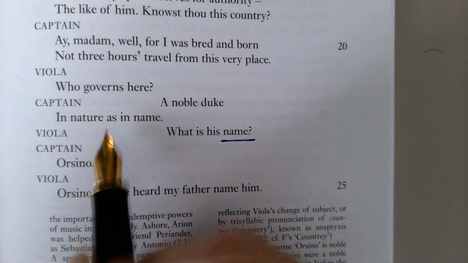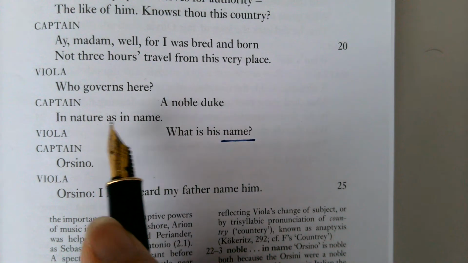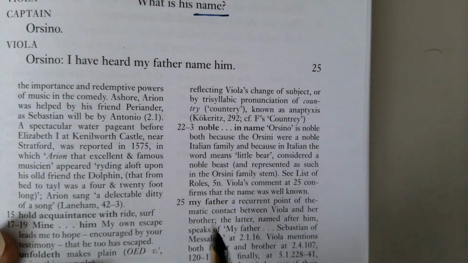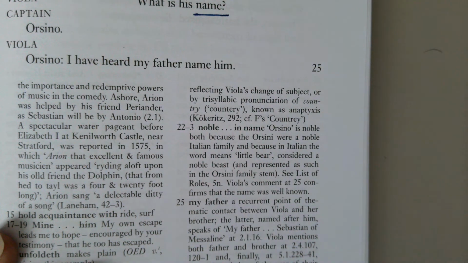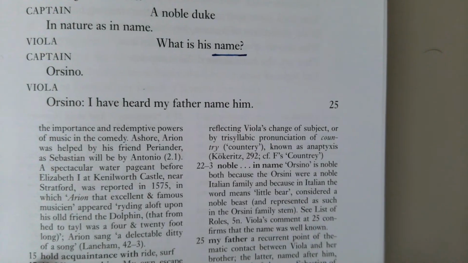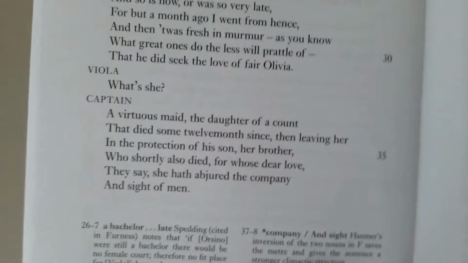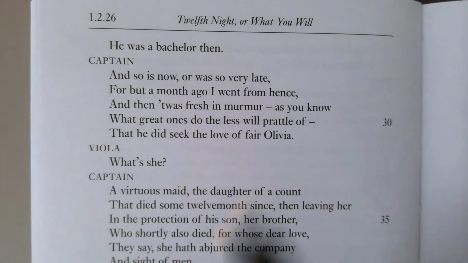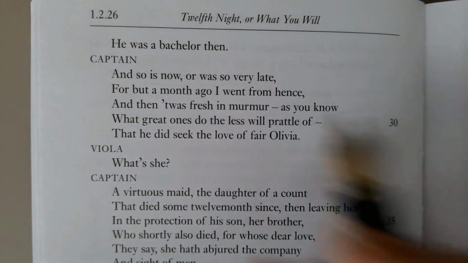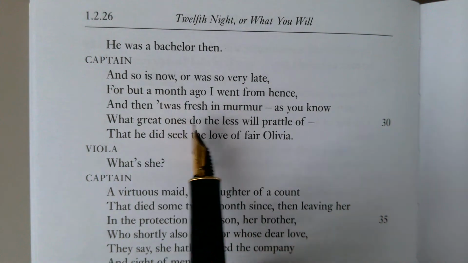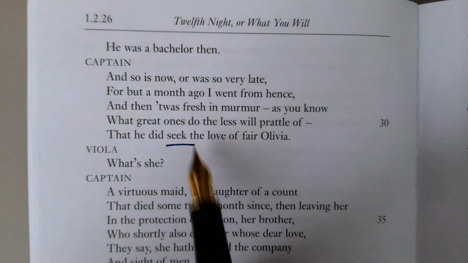It is revealed to us that Orsino is noble in nature as in name, because Orsino means little bear, considered a noble beast. Helpful, these notes, aren't they? And Viola says, oh, I've heard my father name him. We're getting a sense that perhaps Viola is from a good family as well. "He was a bachelor then." Yeah, let's sort out immediately whether Orsino is single. That's where she's headed. And the captain says yes, or at least he was a month ago, because a month ago he was still seeking the love of fair Olivia, hadn't quite obtained it yet.